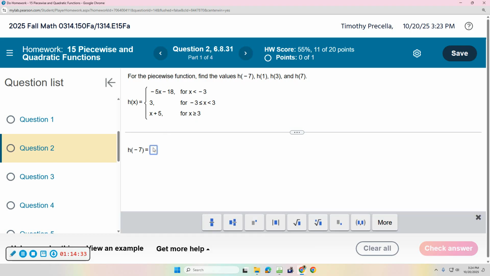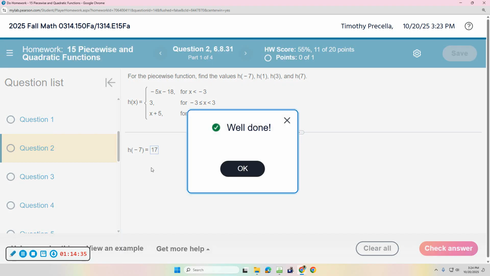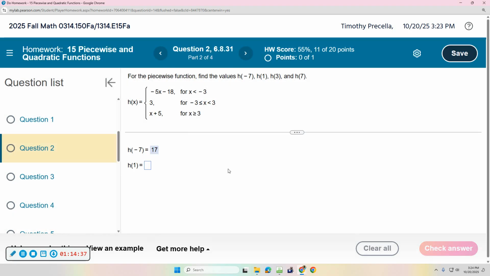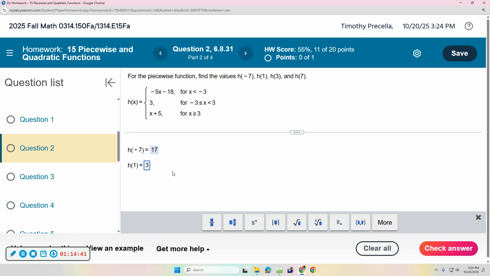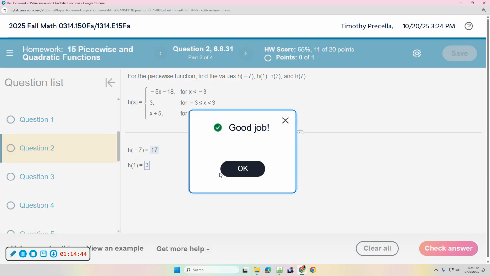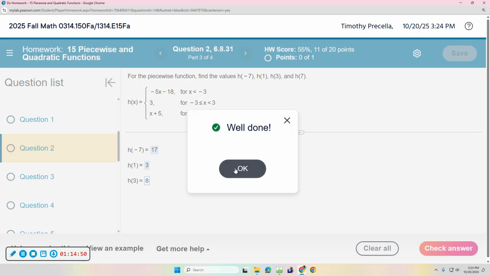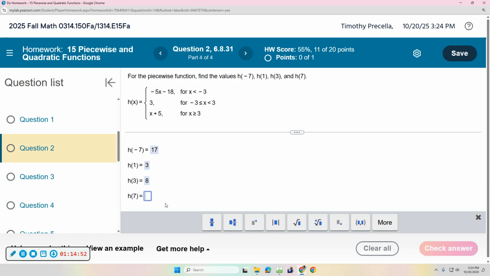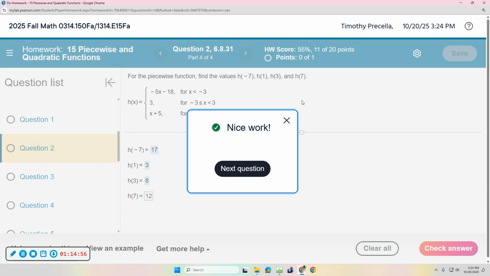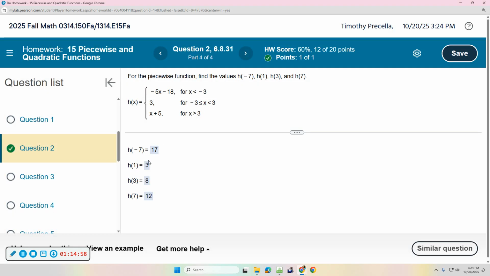17, 3, 8, and 12. Okay. Any question? Plugging these in.